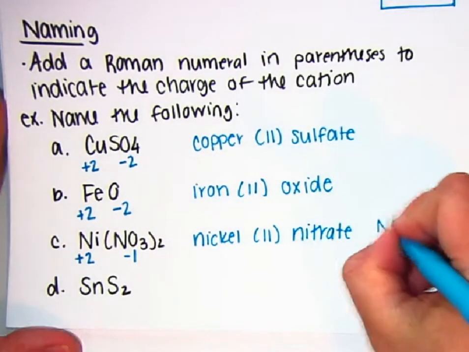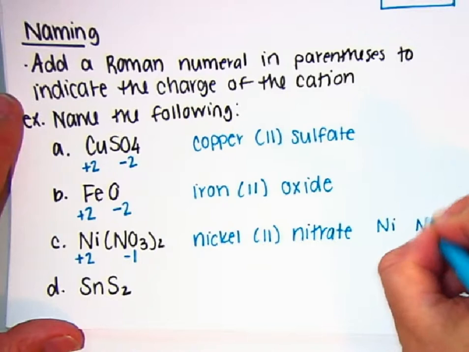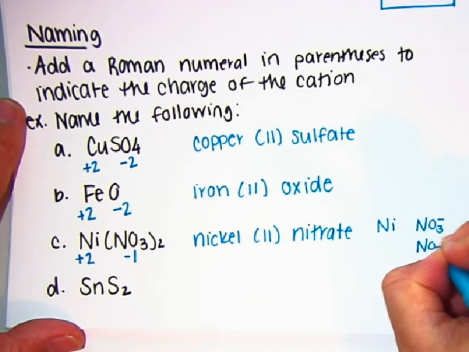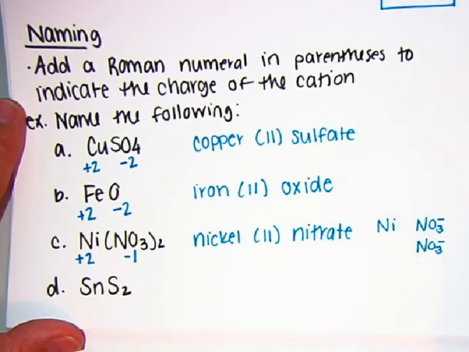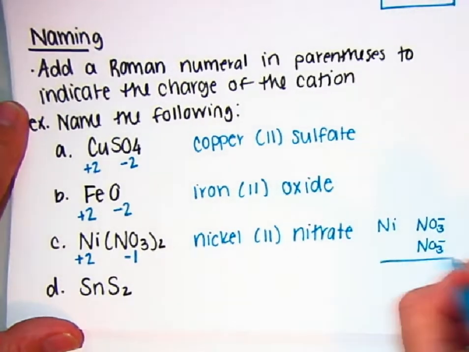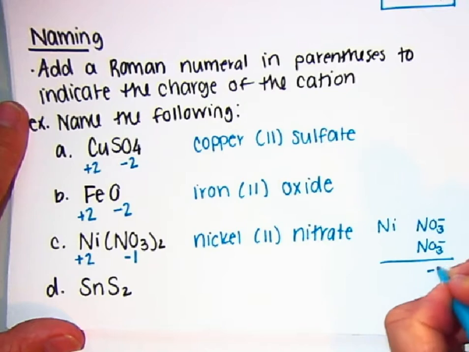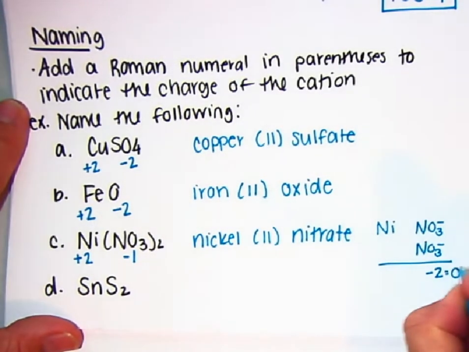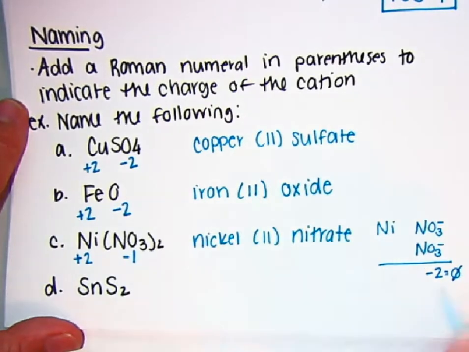So again, you have to remember that there are 2 nitrates. If I have 2 nitrate ions and they each have a charge of -1, we could think of that like a -2. I know my net charge has to equal 0, so therefore nickel has to be +2.